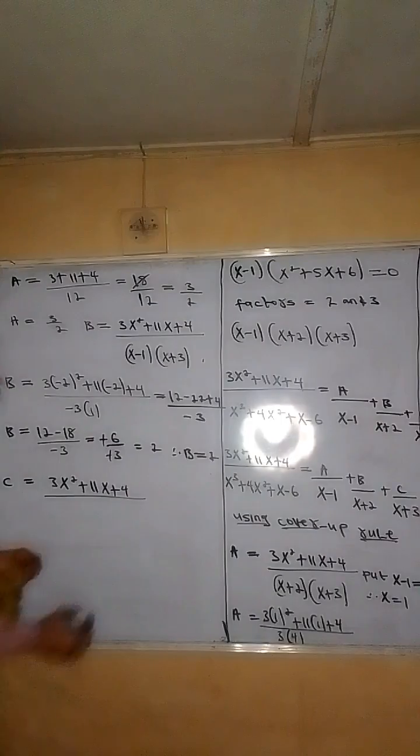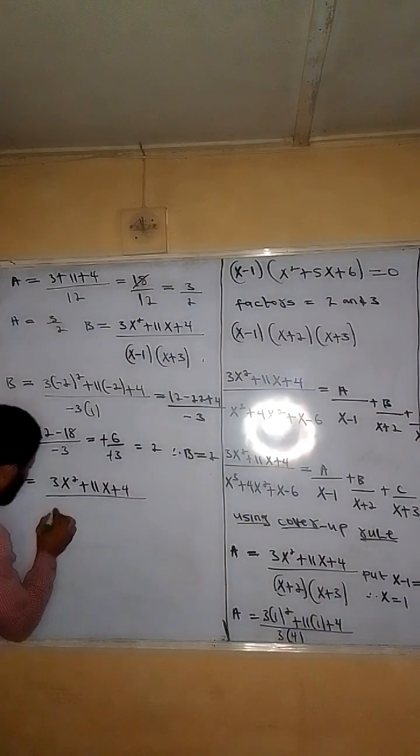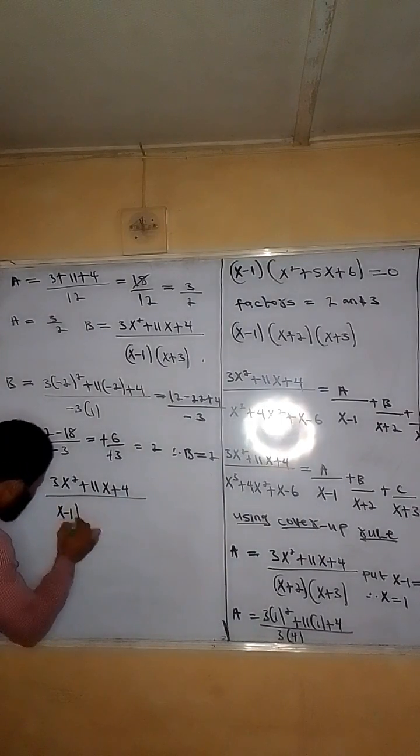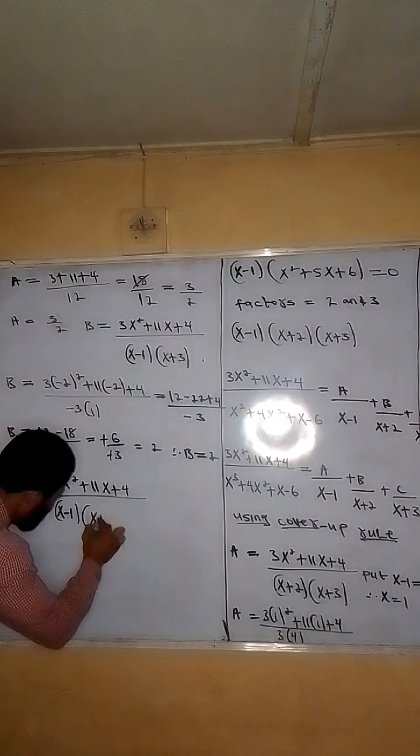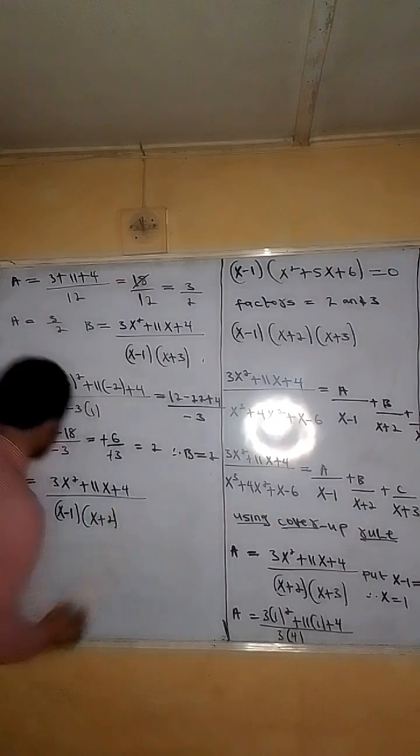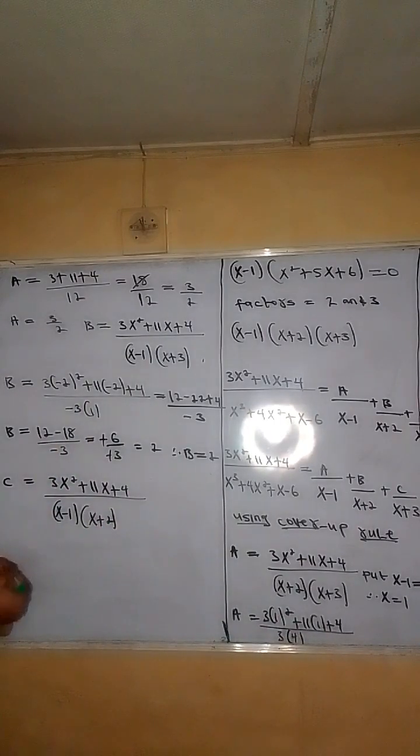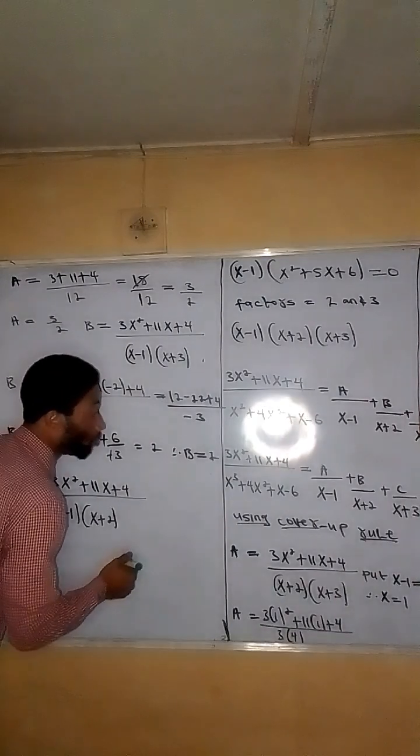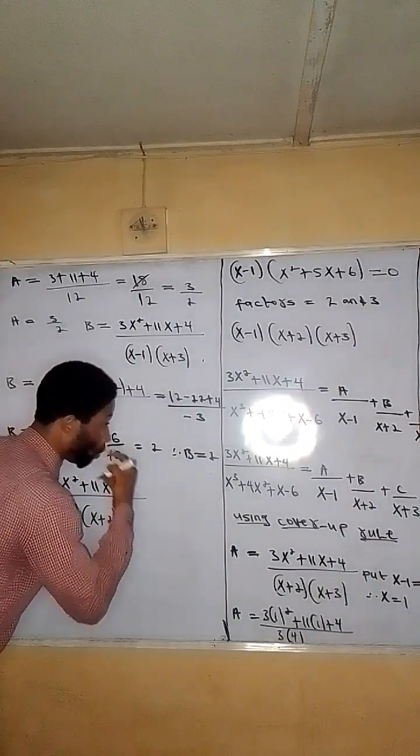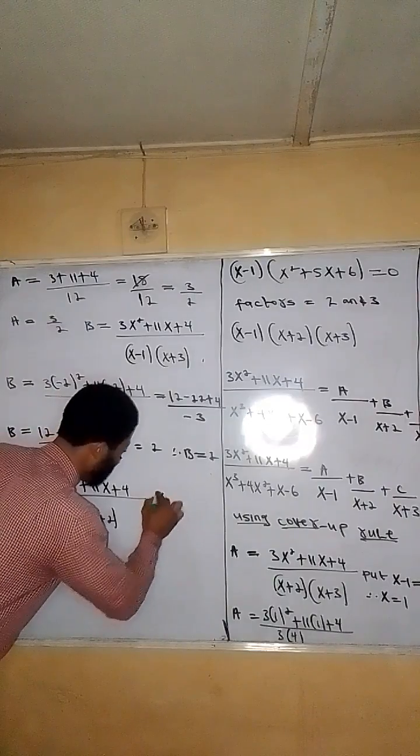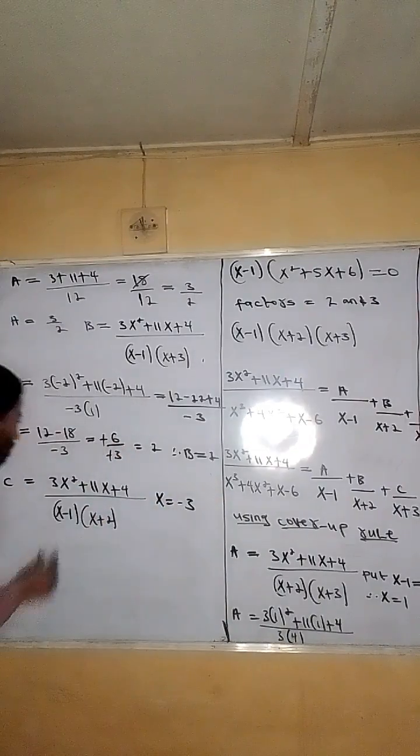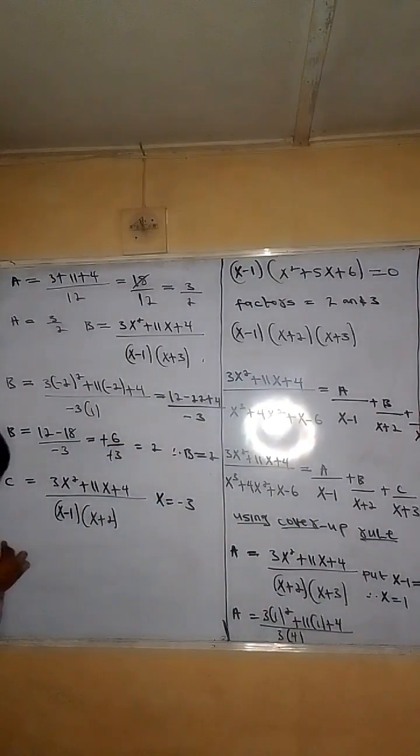To get the value of C, the same thing we do, the numerator remains constant, divided by the denominator of A and B, which is s minus 1 into s plus 2. So how do we get s now? S will be gotten when we put the denominator of C as 0. When you put s plus 3 equals 0, s will be minus 3. So put s as minus 3 into this place.